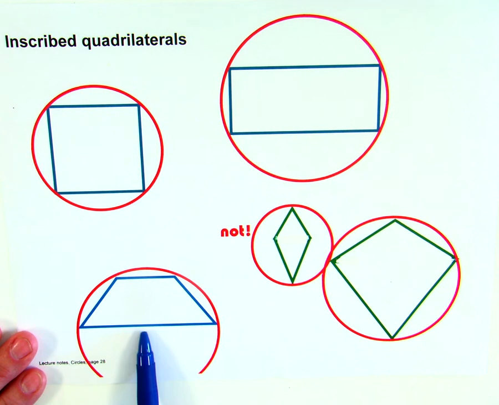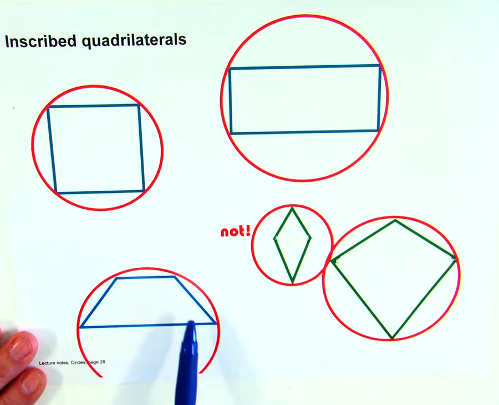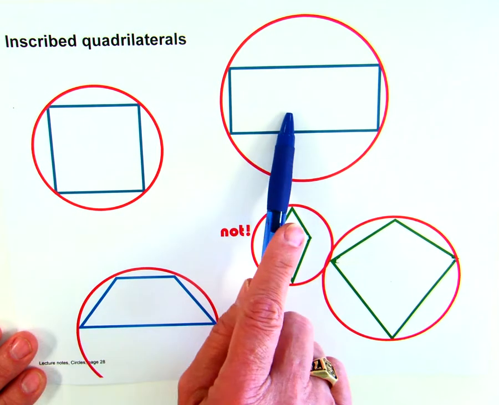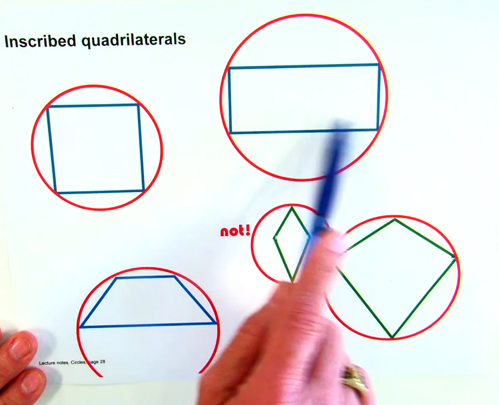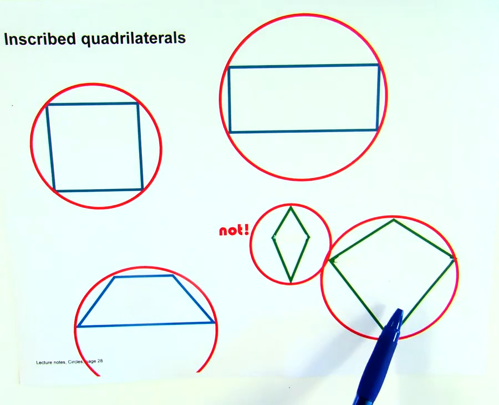It might help to remember one of our theorems about isosceles trapezoids, and that is that the opposite angles are supplementary. The opposite angles are supplementary. Well, is that true of a square? Yeah, it is. They're all 90. They're supplementary. Is it true of a rectangle? Yeah, it is. They're all 90. So that might be our common thing to look at here. Let's look at the kite that works and see if we can figure out why it works.